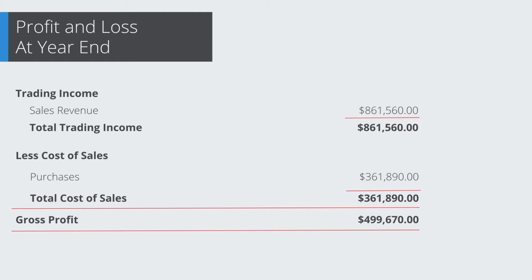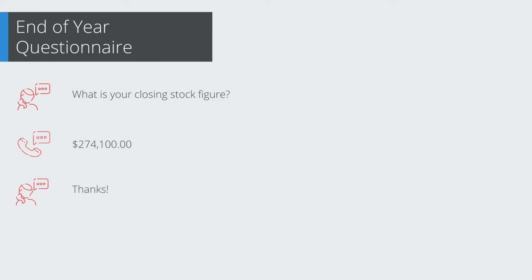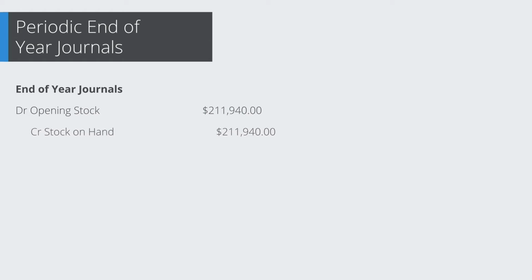So let's go put this through now. So at the end of the year, we need to ask our client, what is your closing stock figure? They advise us that it is $274,100. So we put through an end of year journal for this client. So the end of year journal, well, first we need to debit their closing stock. Now their closing stock should be the current stock on hand. So at the end of their financial year, that is going to be the stock on hand that's still sitting on the balance sheet.